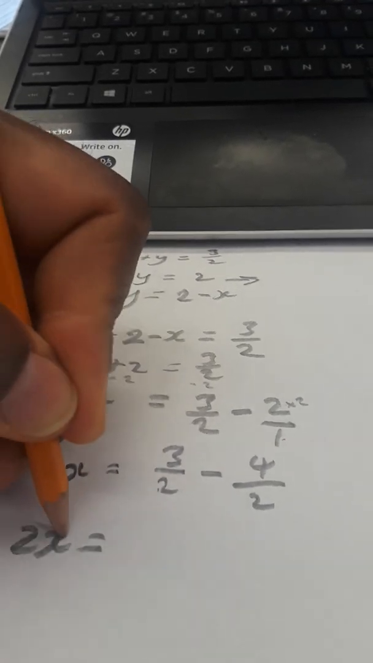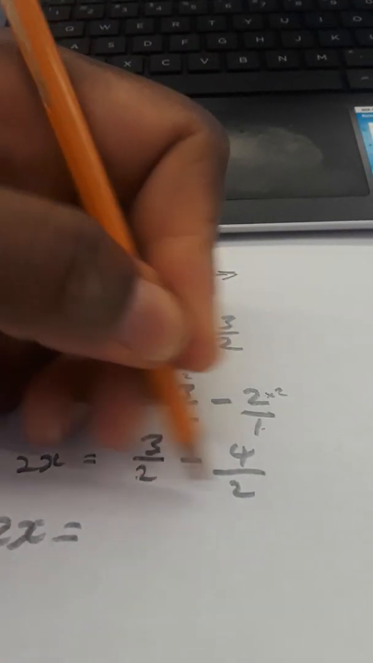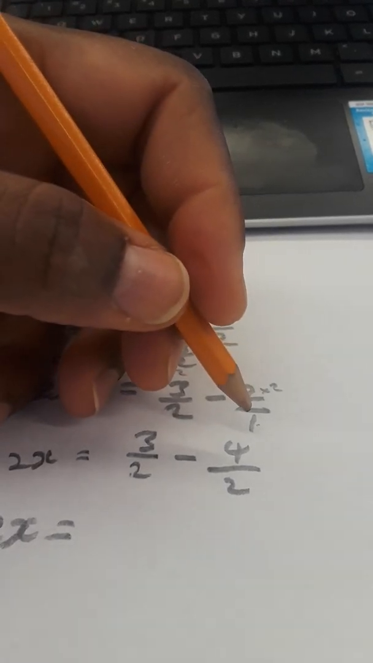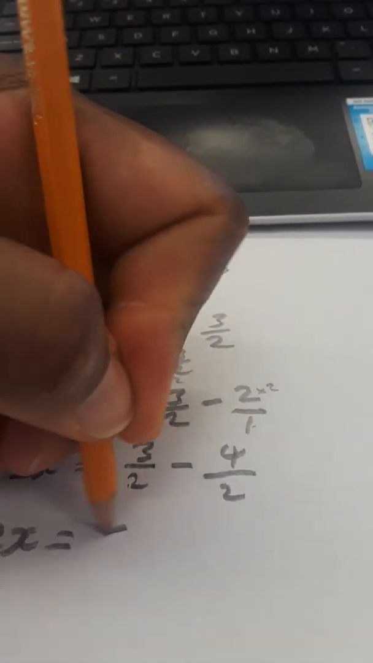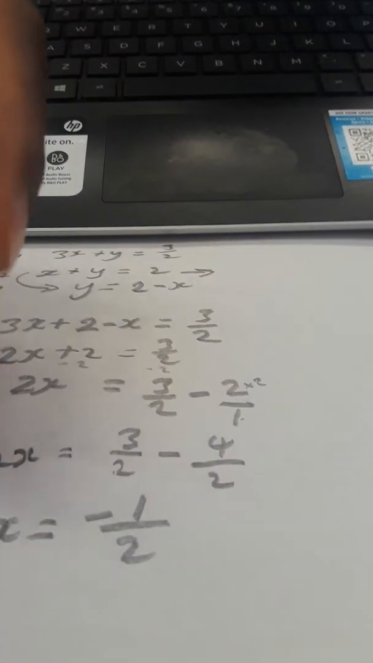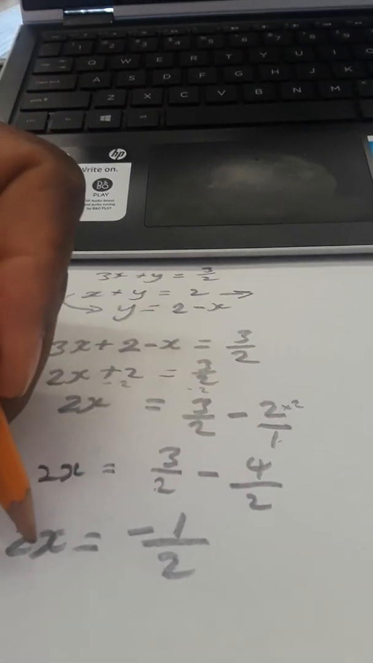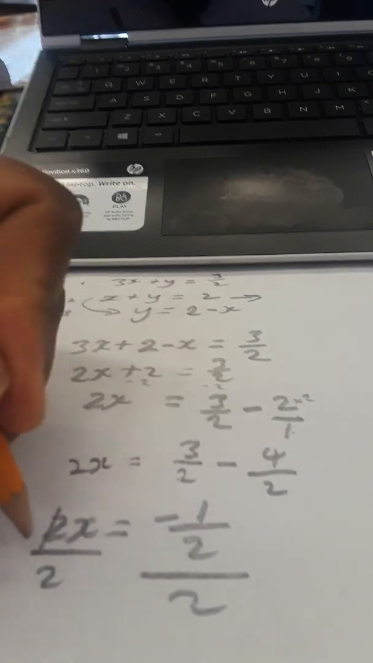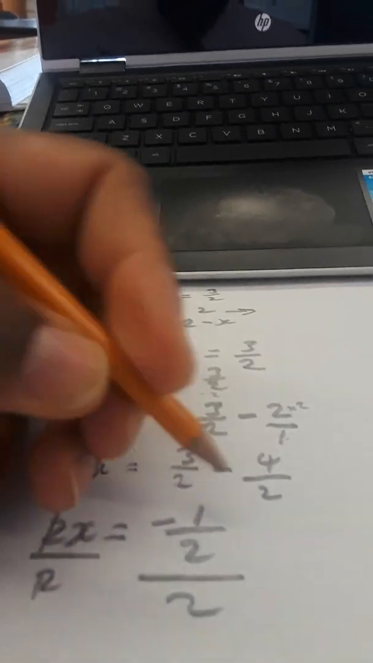I'm going to subtract. Keep writing my 2x is equal to, now I have a common denominator, so I simply subtract the numerators. 3 minus 4 is minus 1, and keep my denominator 2. So it's minus 1 over 2. Now I need x by itself, so I'm going to divide by 2 on both sides. Cross this out.